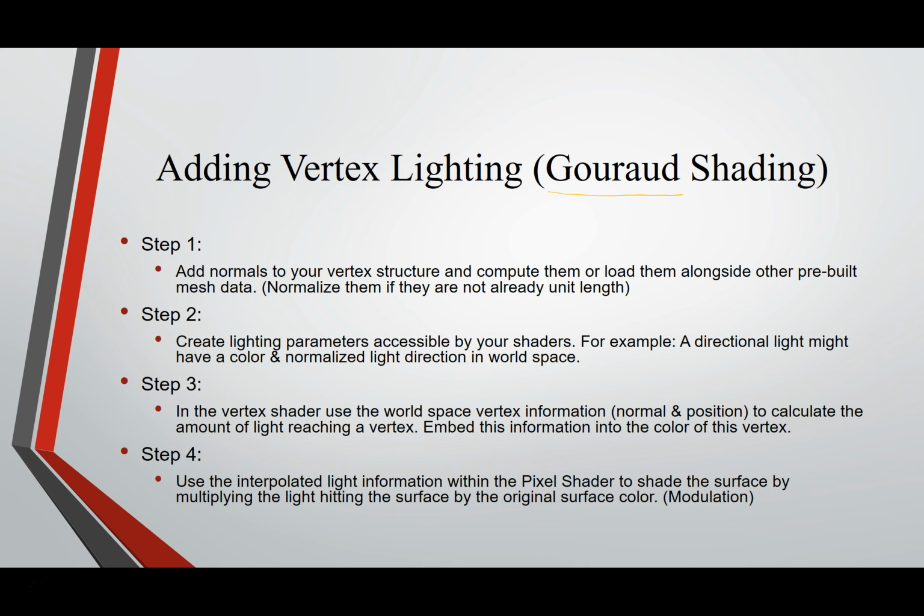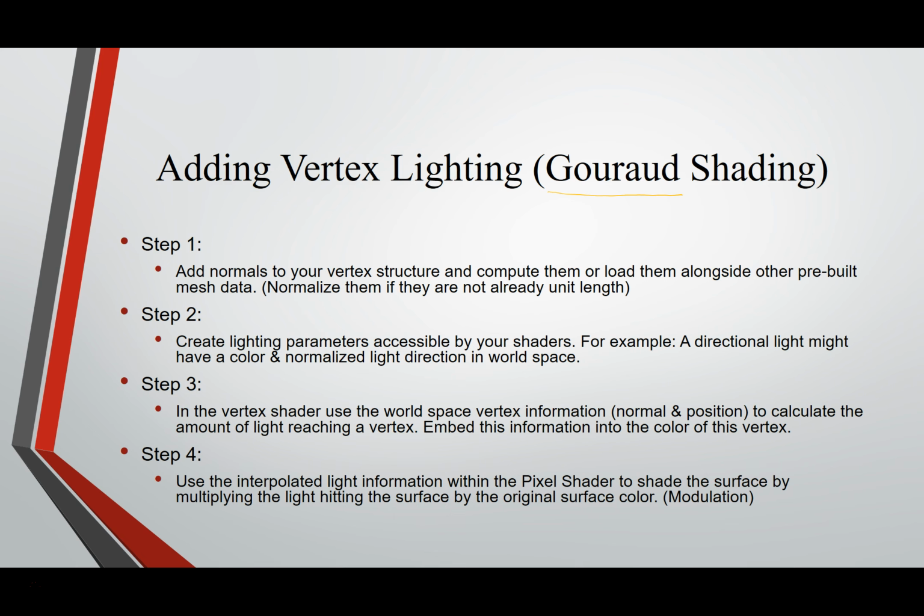Step one, you're going to add normals to your vertex structure and compute them. If it's a shape you made yourself, you're going to want to calculate them like we talked about earlier in this lesson today. Or you're going to want to load them alongside pre-built mesh data. So typically if you're loading a model or you have a model from a pre-made program like Maya or something like that, then it's going to come with normals. And those normals will generally be already normalized, but you might want to make sure that that is in fact the case, because you do want them to be normalized.